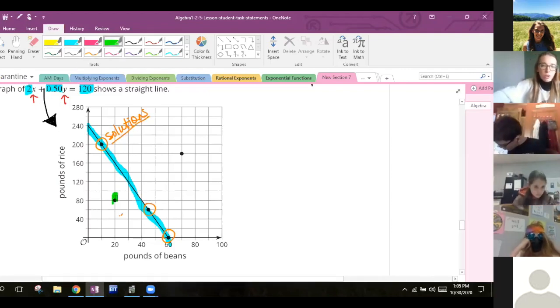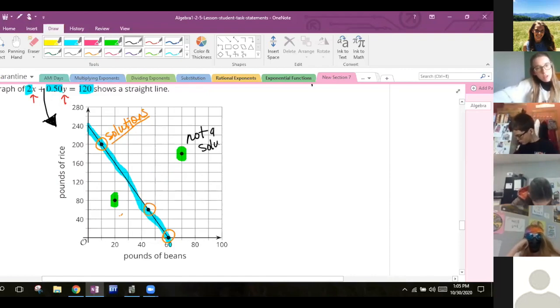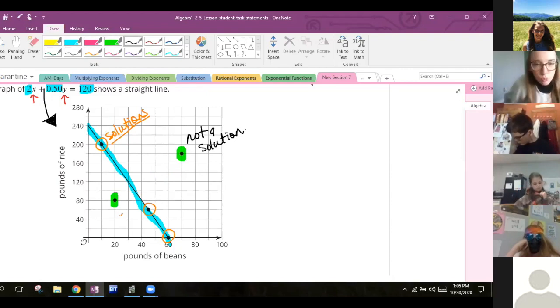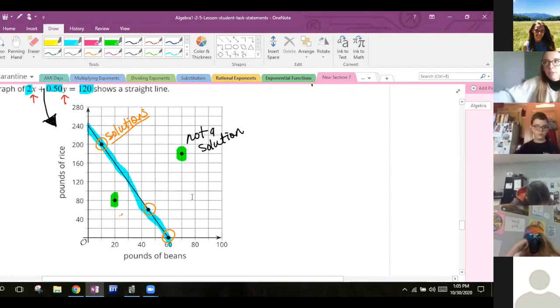What do we know is true about these values right here? They're not a solution, because they are not on the line. Now, just because they're not solutions doesn't mean they don't still have meaning. We just know that they wouldn't make our equation true. Okay, let y'all get that copied down.